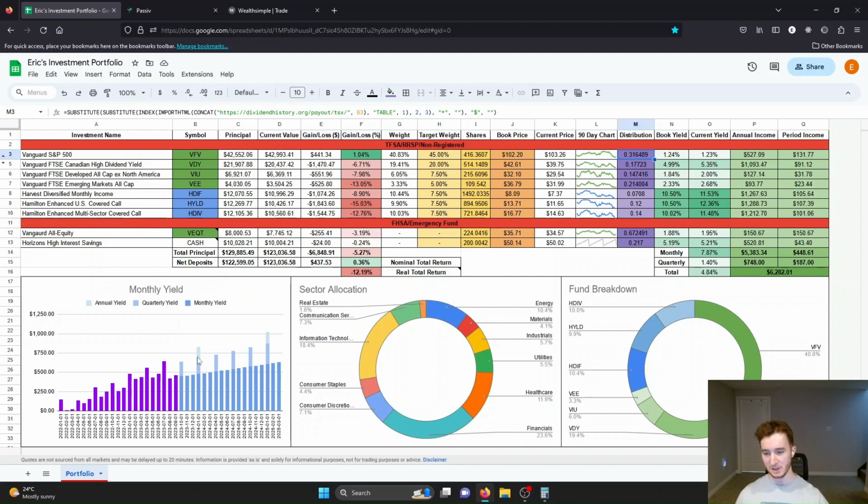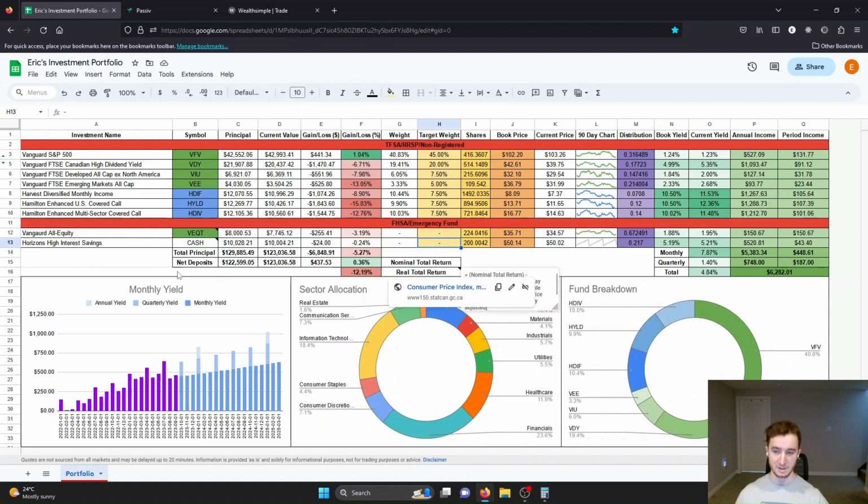I also layered into this graph the distribution for VEQT that I will get in January. So you can see here this annual yield. I have my monthly, quarterly, and then annual, because VEQT has an annual distribution frequency. You can see that little bit of annual yield will be added there. So January will be a pretty huge month. It looks like probably over $750 in dividends, so that's going to be exciting.